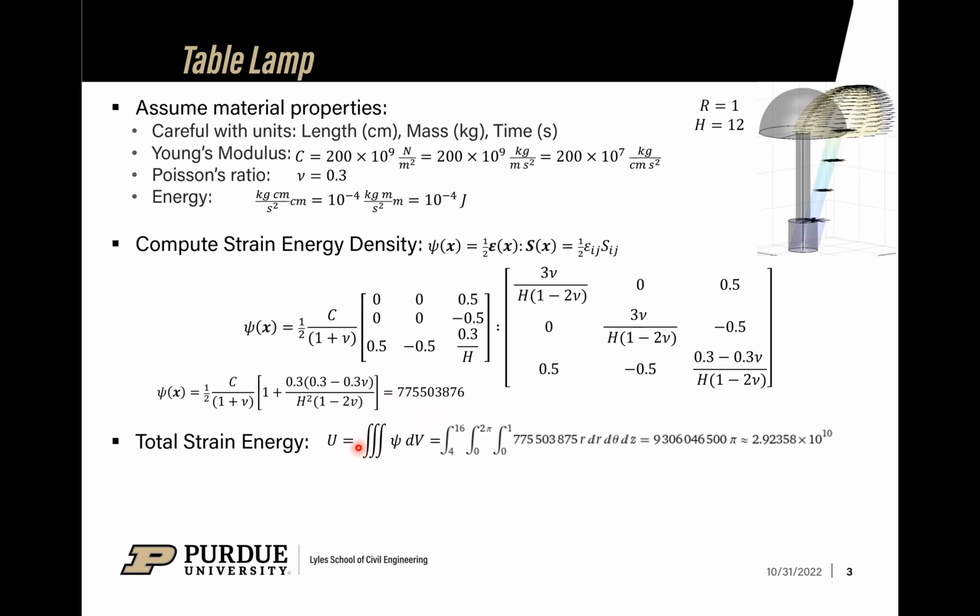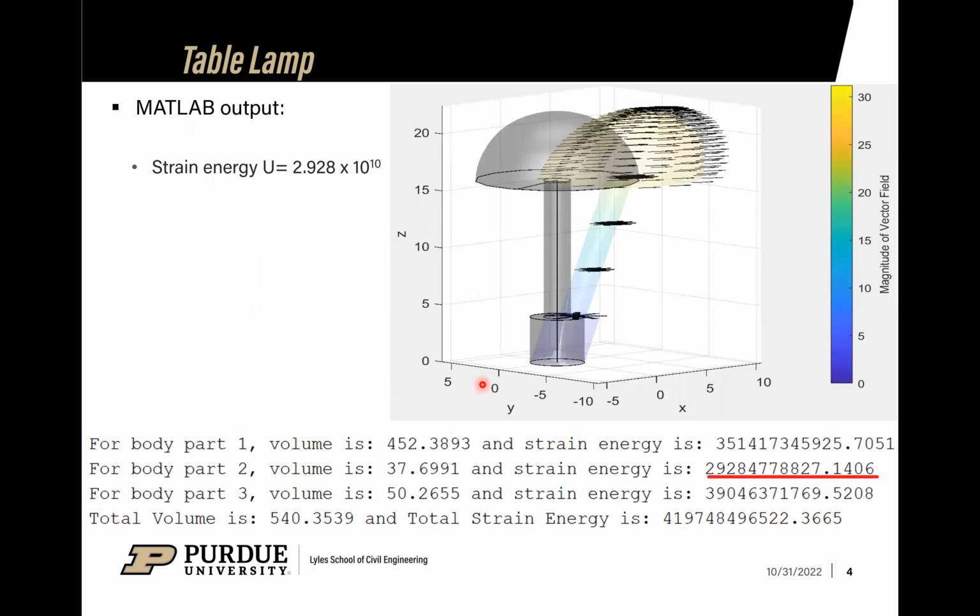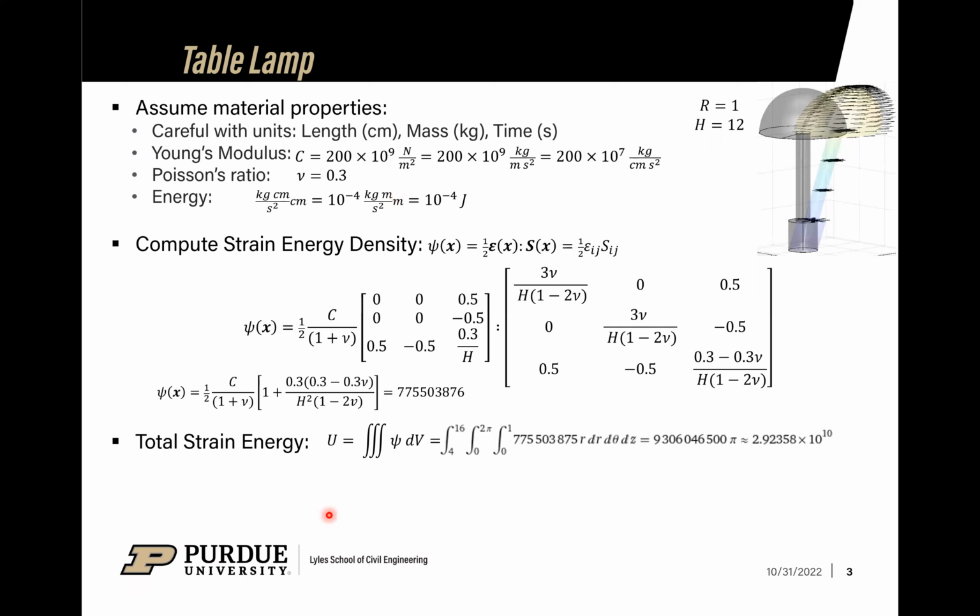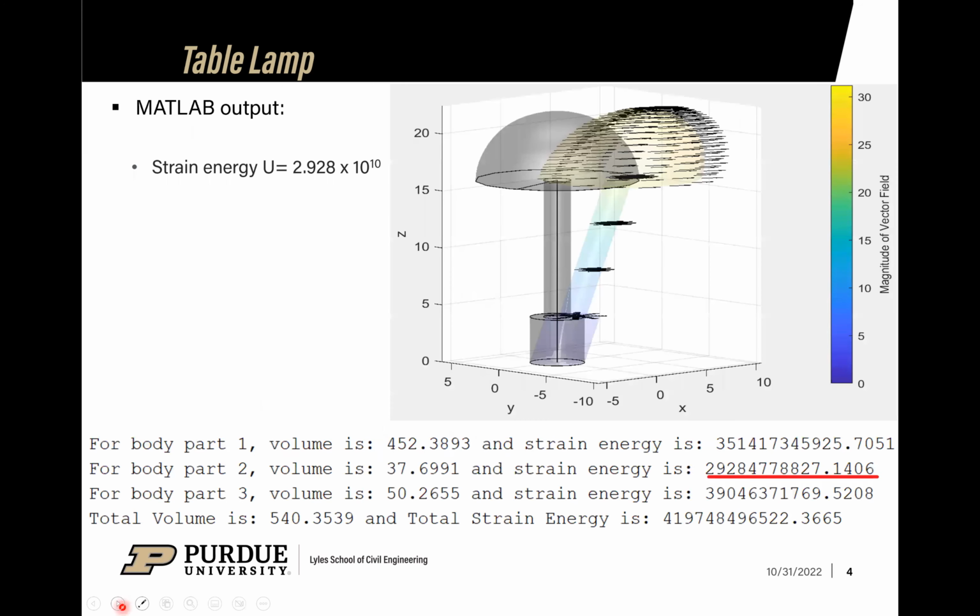And then the total strain energy for this is basically obtained by integrating this function with respect to the volume, with the Jacobian for the cylinder in the middle here, which is R. And then the value that I've obtained comes out to be this. Coming to the MATLAB output, the MATLAB output gives the same value that I have obtained from the manual verification right here. So this is the verification part.